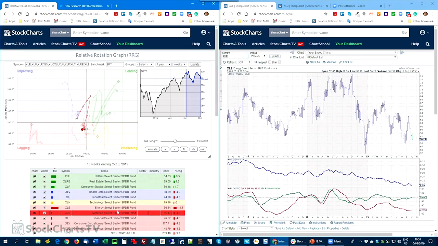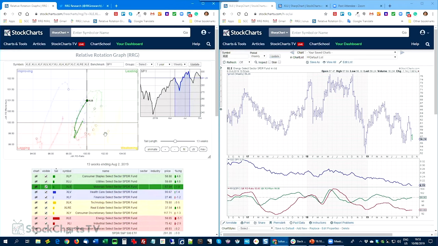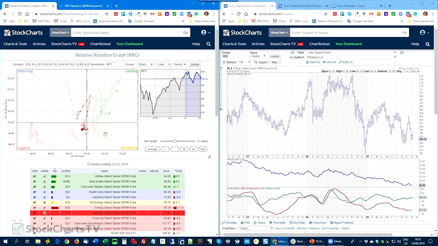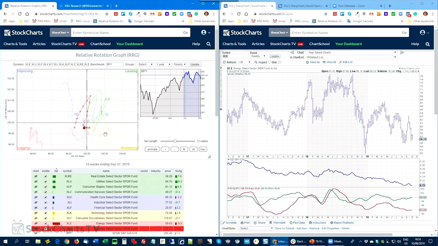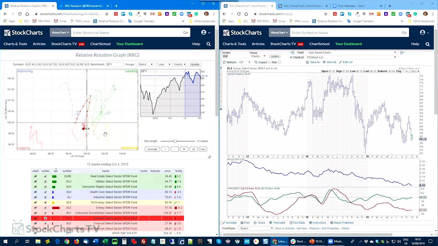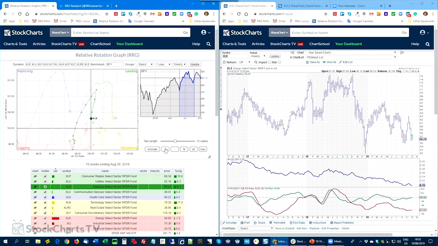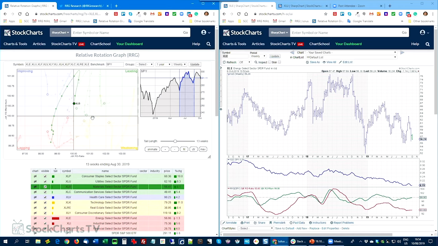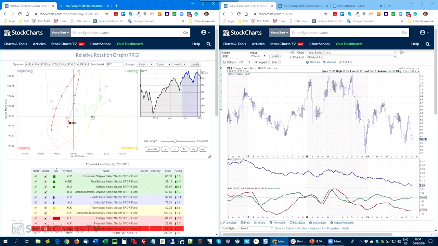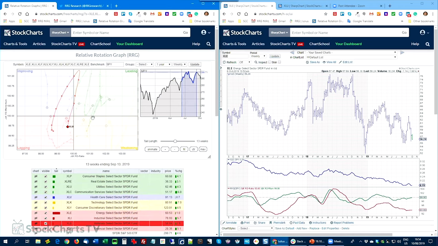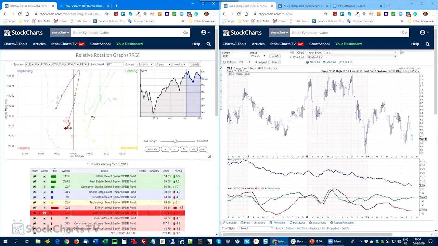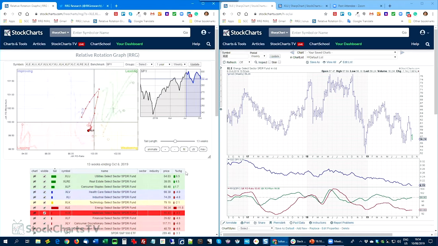Materials. This is a rotation that went very briefly into leading, but then rapidly down, and it has now rotated inside the lagging quadrant. Let me zoom out. You can play with these zoom buttons here if you really want to go into the detail and see what happened here. You see it jumped up and down again. So we had a very rapid rotation of materials while inside the lagging quadrant.